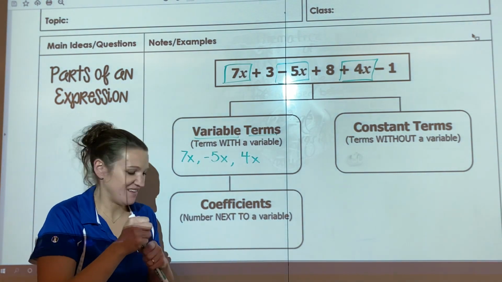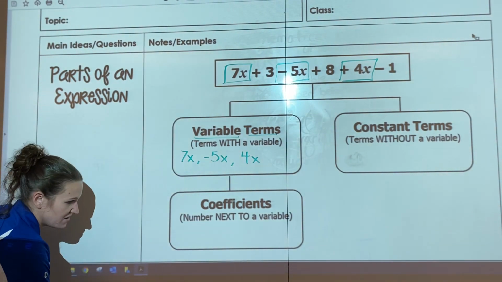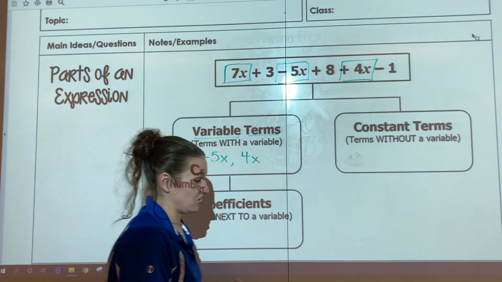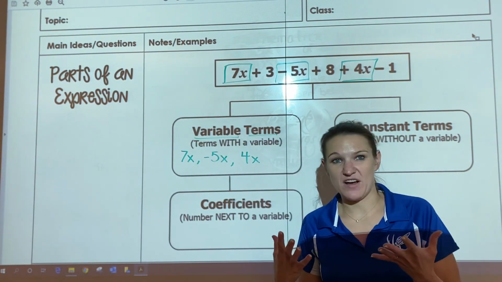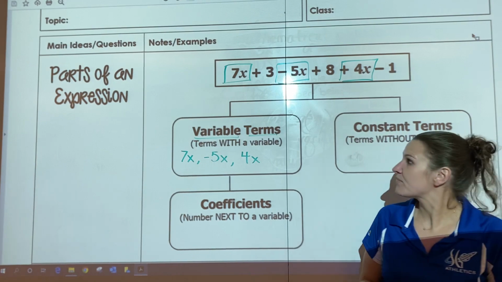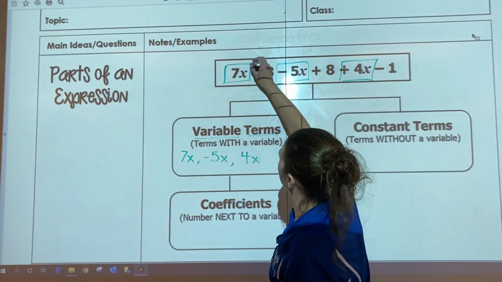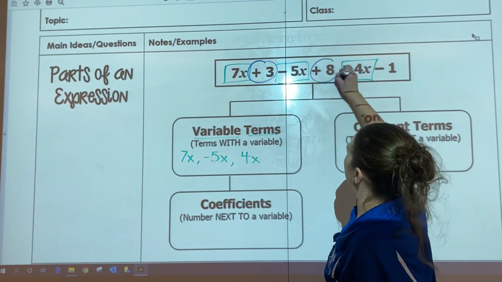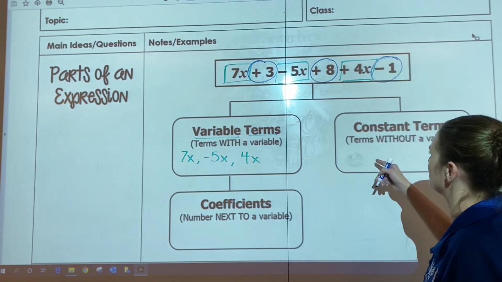So far, so good. Now, let's look at our constant terms. These are the ones without the variable, without the letter. We've got a positive 3, a positive 8, and a negative 1. Let's write those right here.